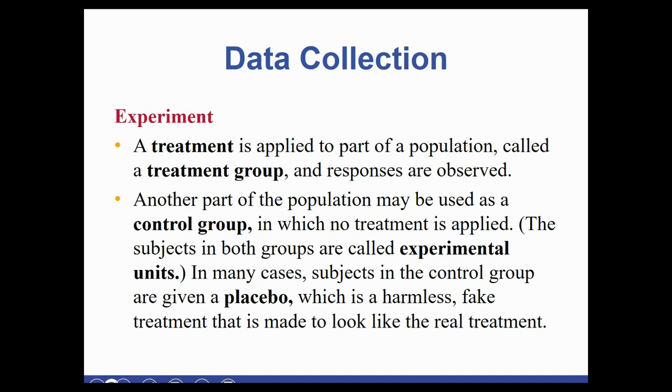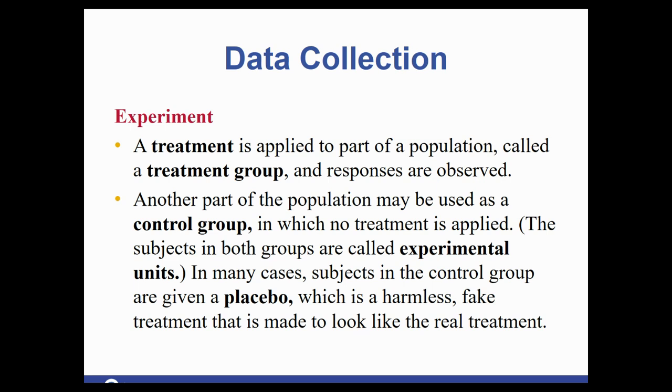Another part of the population may be used as a control group, which is where no treatment is applied. The subjects in both groups are called experimental units. In many cases, subjects in the control group are given a placebo, which is a harmless fake treatment that is made to look like the real treatment.